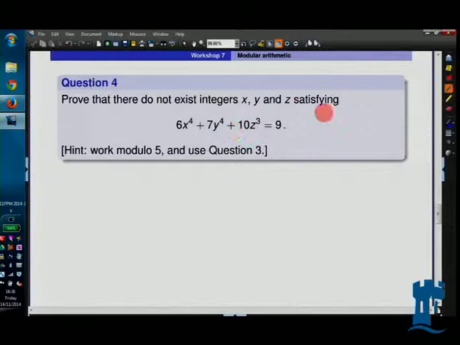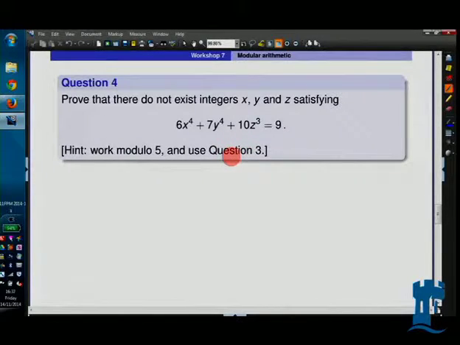But one thing is for sure, if you find a solution of the original equation, it will also solve it mod 5. So if you can't solve it mod 5, then you can't solve the original equation either. And we've got enough information from question 3 to show that this cannot be solved mod 5, and that's what you're supposed to do here. A little bit of case-by-case analysis.